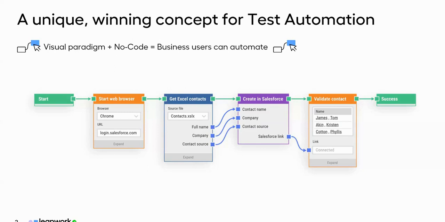But here in Leapwork, you can simply see the first block, which shows Start Web Browser, which simply takes two parameters: Chrome, which is the browser name, where we can select the other browsers in the drop down as well, and the URL, which could be any URL that you want to automate, and so on and so forth. There are more than 200 Leapwork blocks that can be used for creation of the test cases, and that is so easy for any business user.